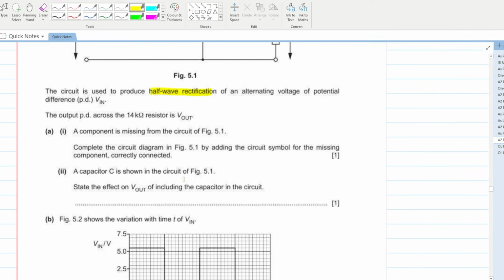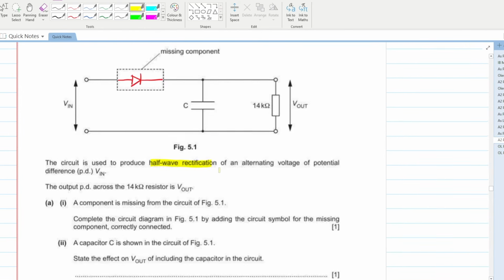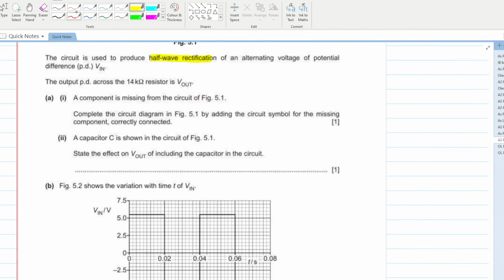A capacitor C is shown in the circuit of figure 5.1. ठीक हो गया. State the effect on V output of including the capacitor in the circuit. भाई capacitor include करने से क्या होगा? The output will smoothen. V output will smoothen.